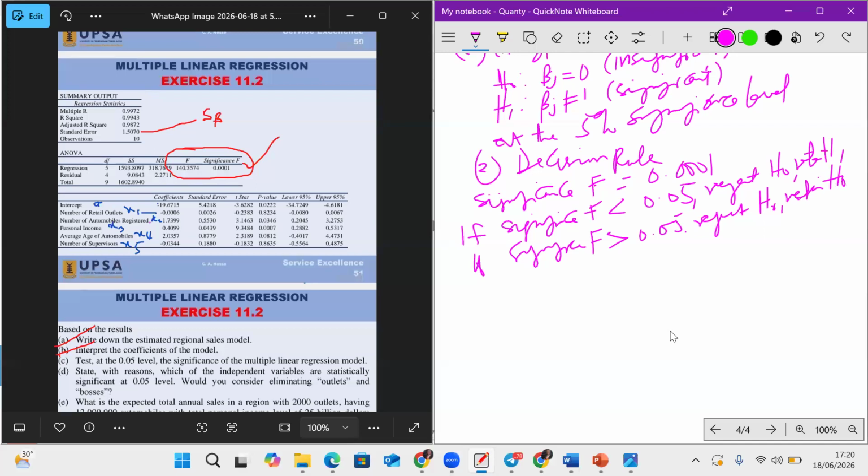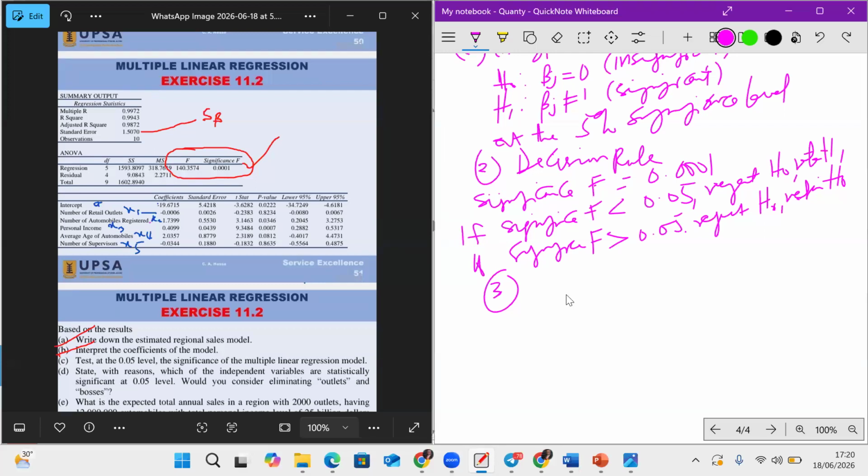I'm writing all this. It depends on what the marks for the question will say. If the marks are 5 marks, then I'll state all the 5 steps and get 5 marks. If the marks for it are 1 or 2, don't do all the 5 steps. Just start from the decision rule and go down.